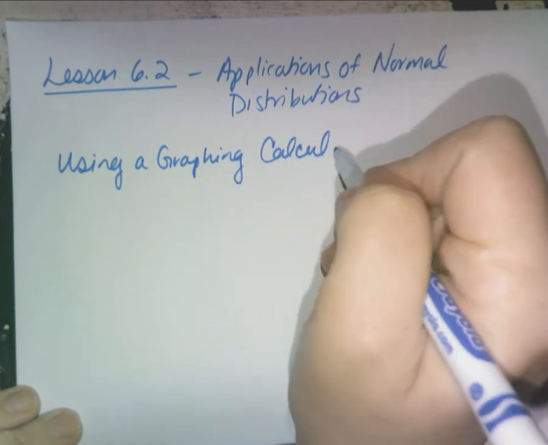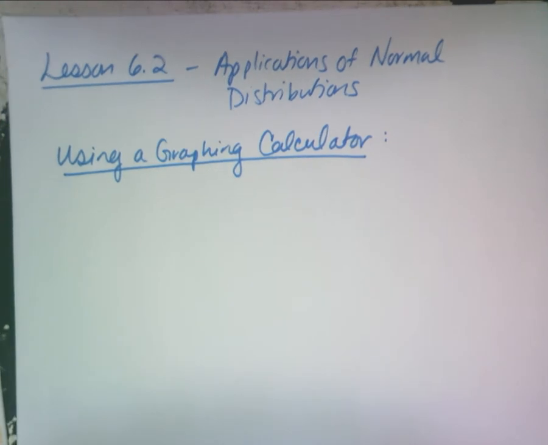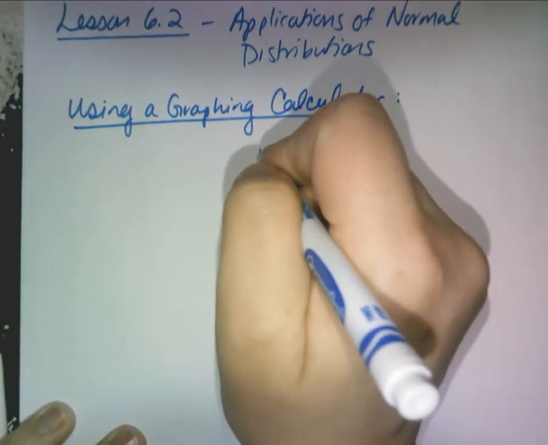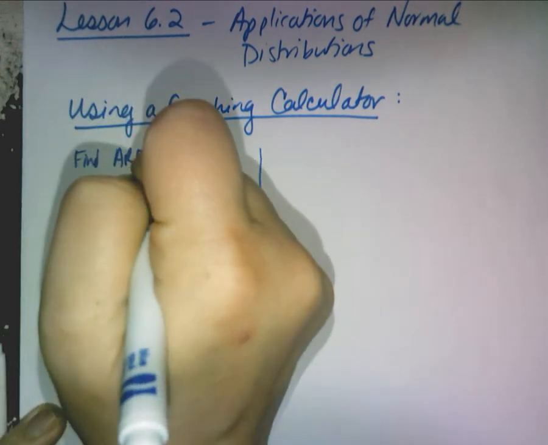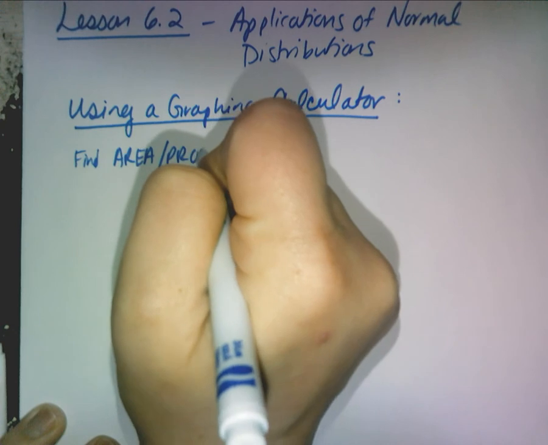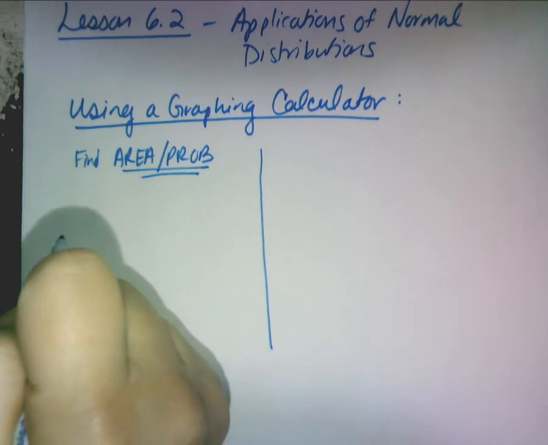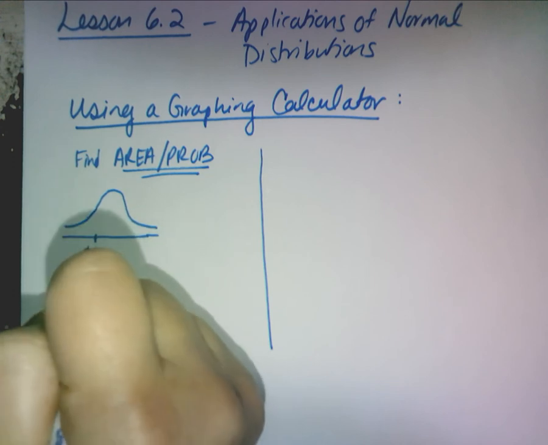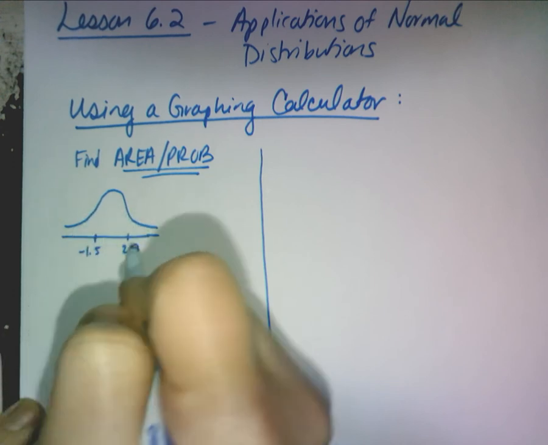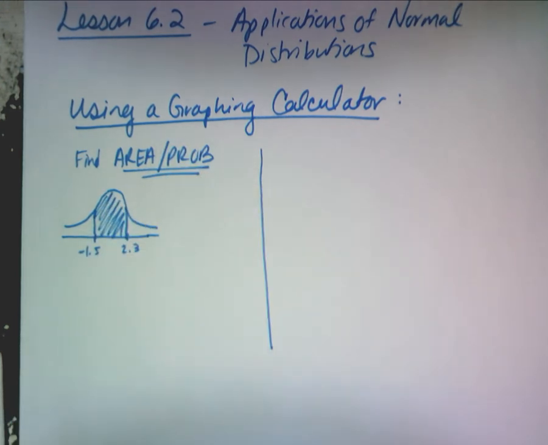And you want to memorize this portion, calculator. Okay, two different things that you need to know if they give you, okay? If you're asked to find the area or the probability. So, for example, they give you something like this. They give you the z being negative 1.5 and 2.3, and you are asked to find the area between them, okay?